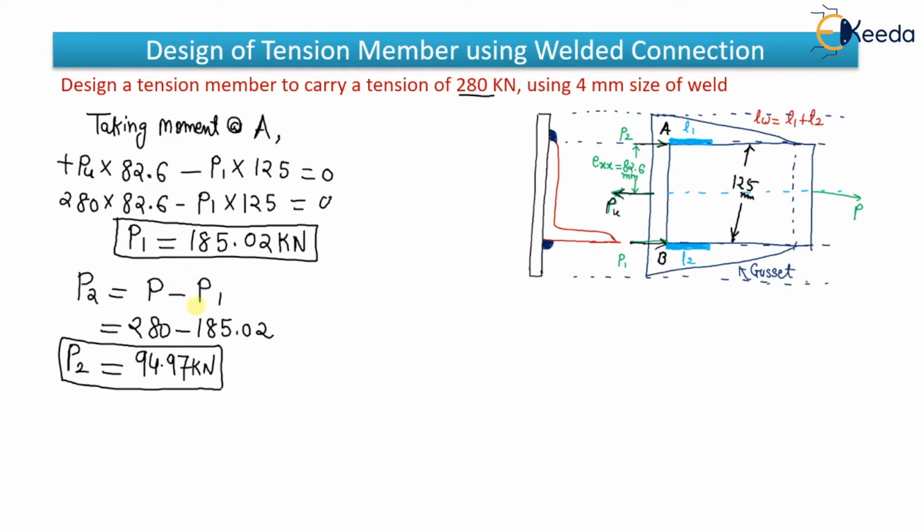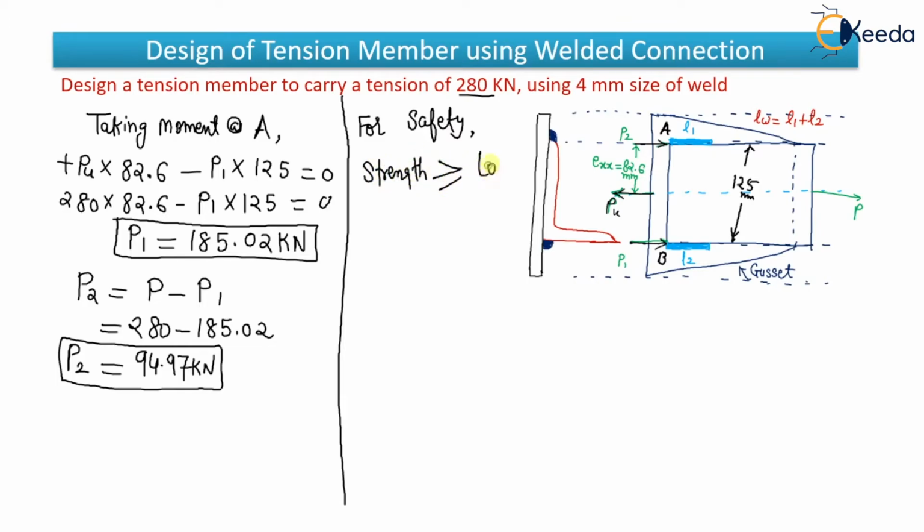Why have I taken this value? See, can I write like this? Just think on this. For safety purposes, can I write like this: your strength should be greater than or at least equal to the load? Am I right? Your strength should be at least greater than or equal to the load.